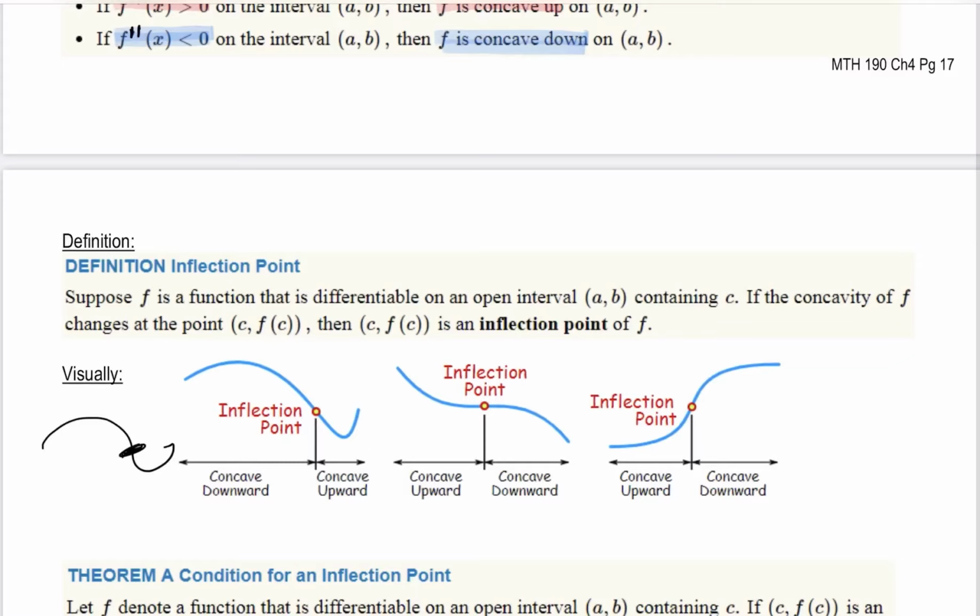So think about the second one here. We are definitely concave up because if you were to draw in your tangent lines, they are below the curve. And then we change to concave down. Again, if you were to draw your tangent lines, they lie above the curve. And so in these last two examples, the inflection points are maybe a little more subtle in their appearance. But places where a function is changing concavity is our definition of an inflection point.